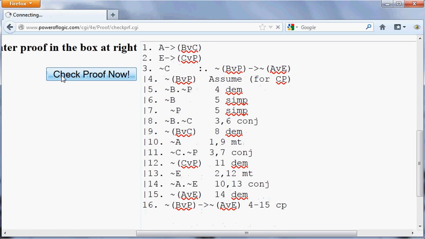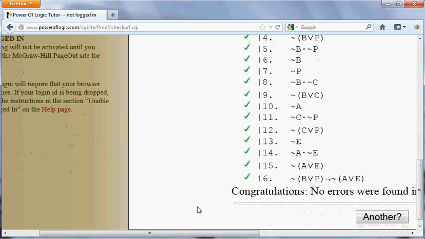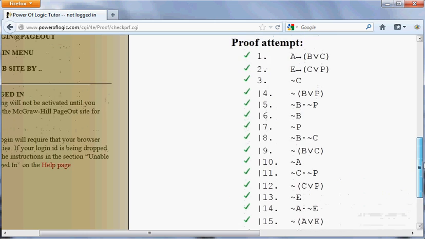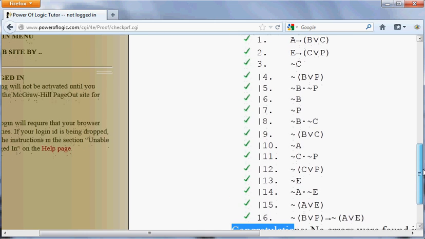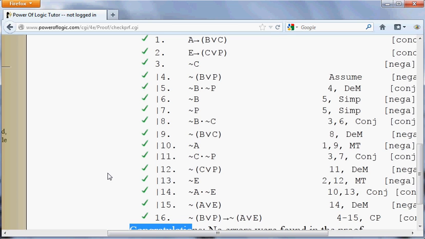Okay, I'm hoping that's going to be right if I check it. And it does say congratulations. It gives me a nice message that this proof is correct. Given those premises that I entered and the conclusion that I entered, this is a correct proof of the conclusion.